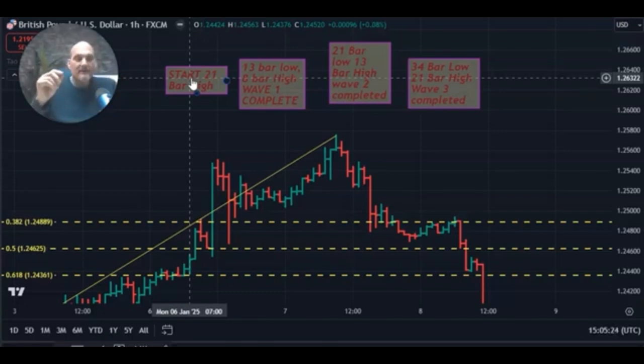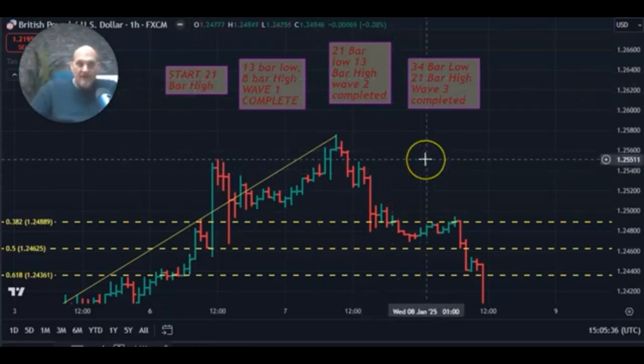Now, why am I doing this? Because Fibonacci is riddled throughout Elliott wave theory. Now, the thing with Elliott wave theory is that it's nebulous at best, but if we apply the Fibonacci principles to it, we get a better understanding of what the marketplace is whispering in our ear.